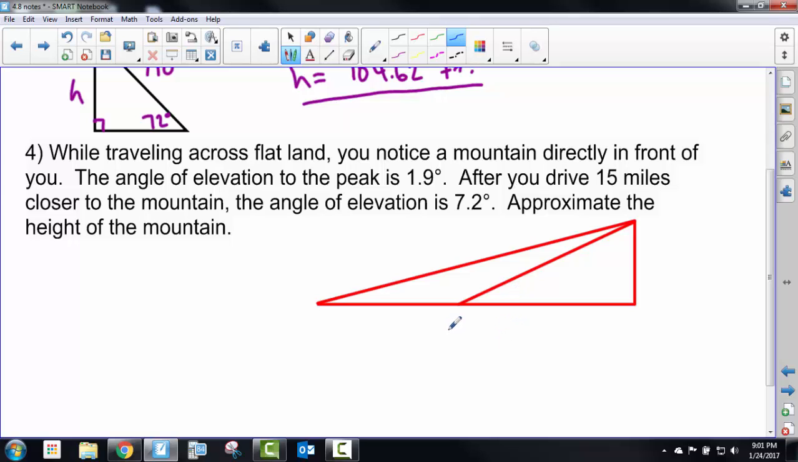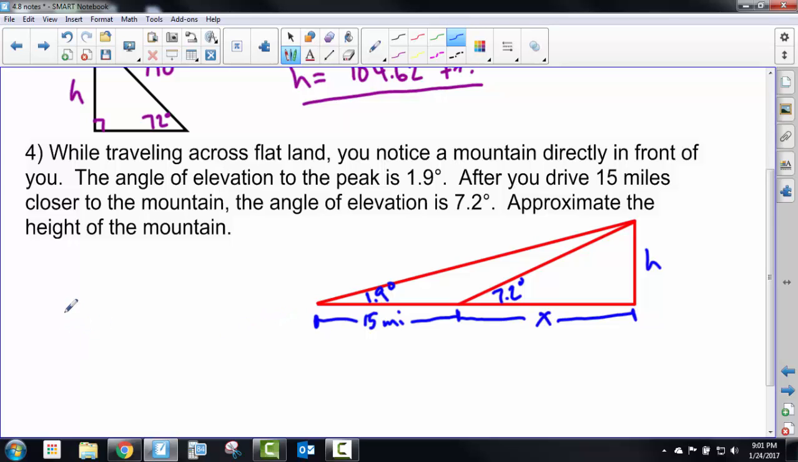So what we know is we're driving and our angle of elevation is 1.9 degrees right here. We drive 15 miles. That gets us that far. And now our angle of elevation is 7.2 degrees. We want to know the height of the mountain. The other thing we need to find this is a variable x right there that represents this length. It's essentially the horizontal length to the middle of the mountain, I suppose.